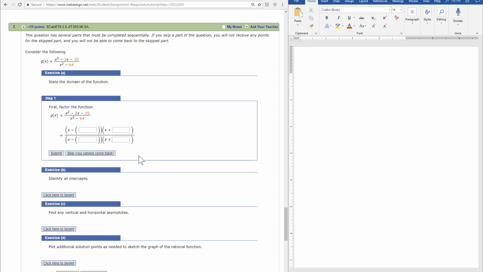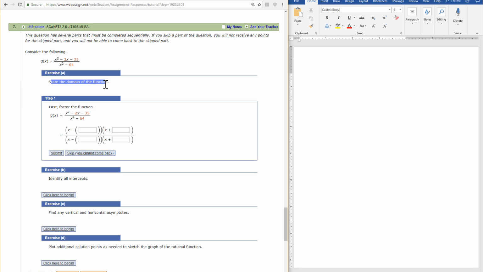This is another problem from your lab assignment, section 2.6. It says here we want to consider the following function, and we're going to look for things like the domain, the intercepts, the asymptotes, and any additional points needed to plot. So let's go ahead and get started.